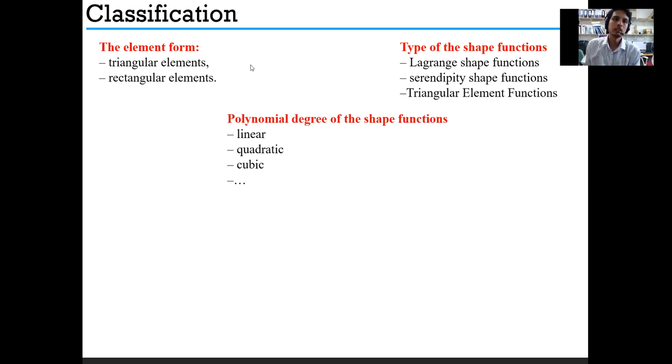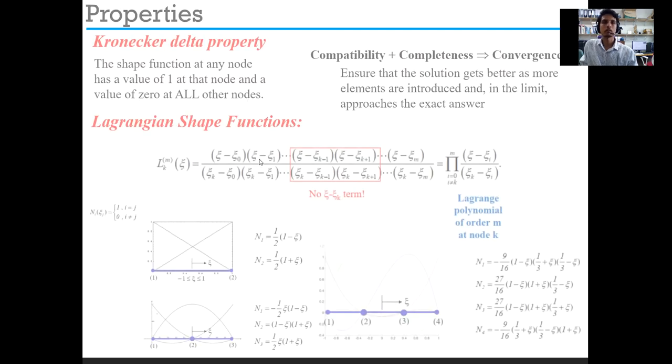And there are some classifications. The classification depends on the element, that could be triangular, rectangular, or others, and the polynomial degree of shape functions, that would be linear, quadratic, cubic, and something like that. We will discuss it later. And the shape functions: the Lagrangian, serendipity, these functions.